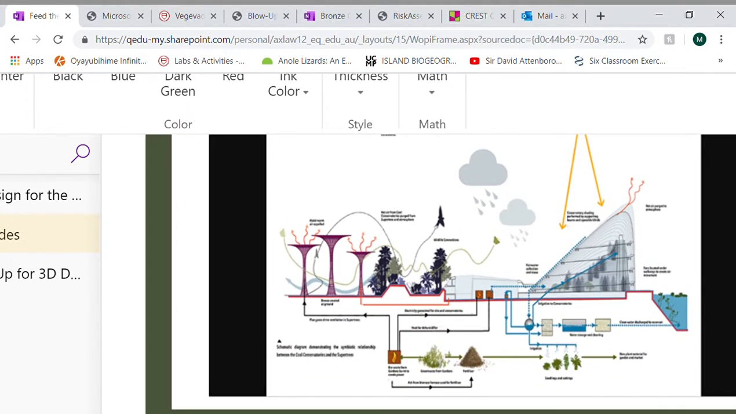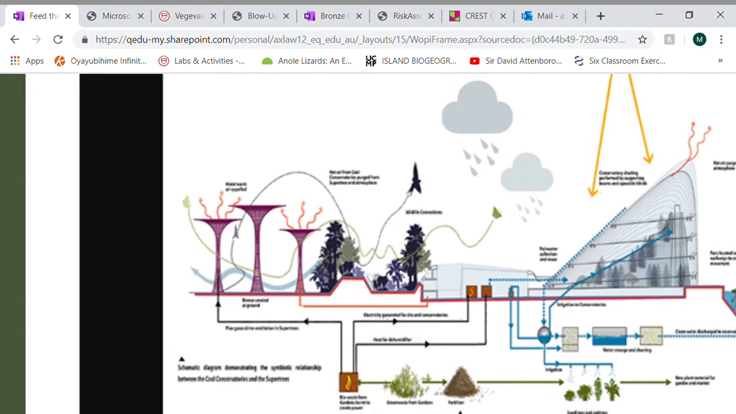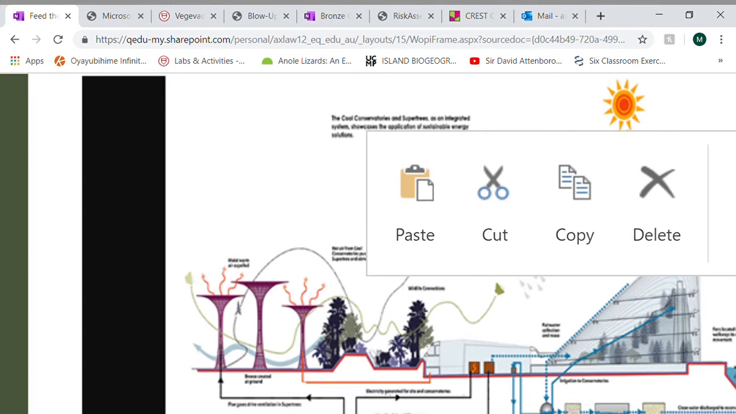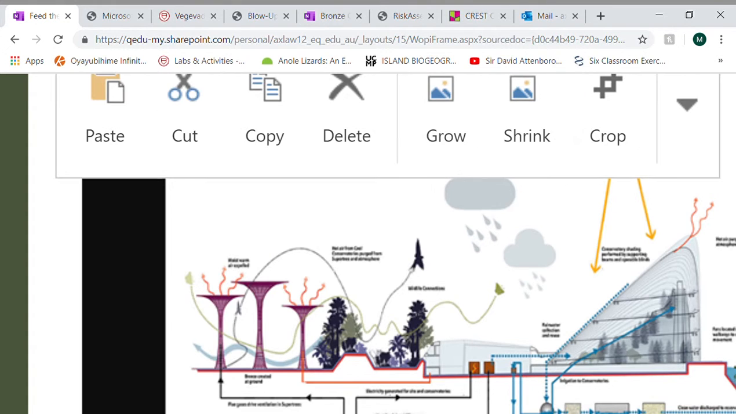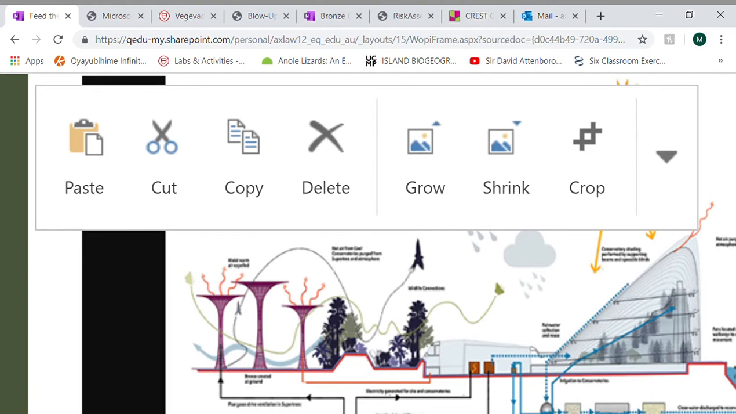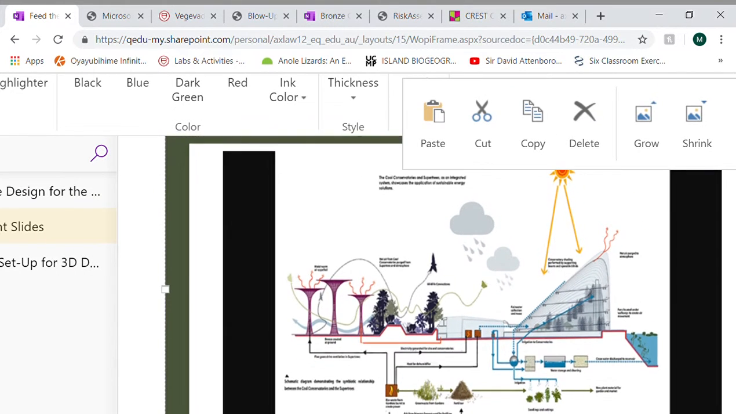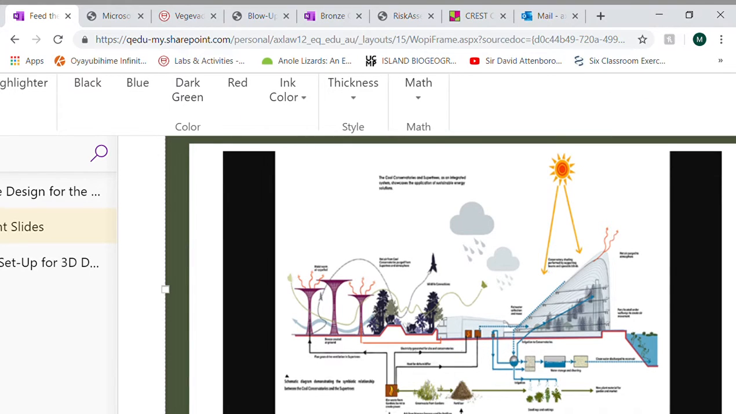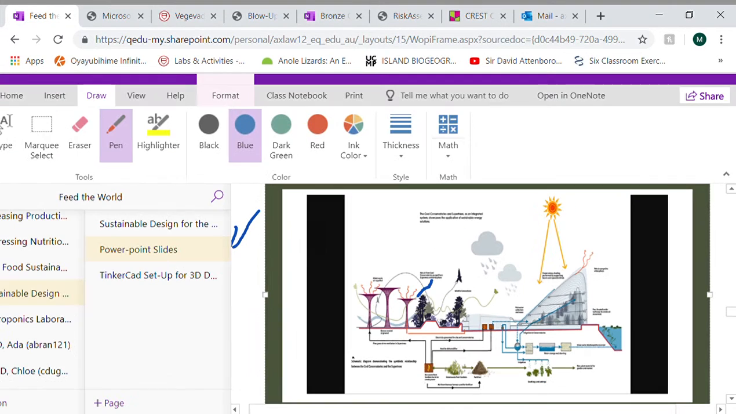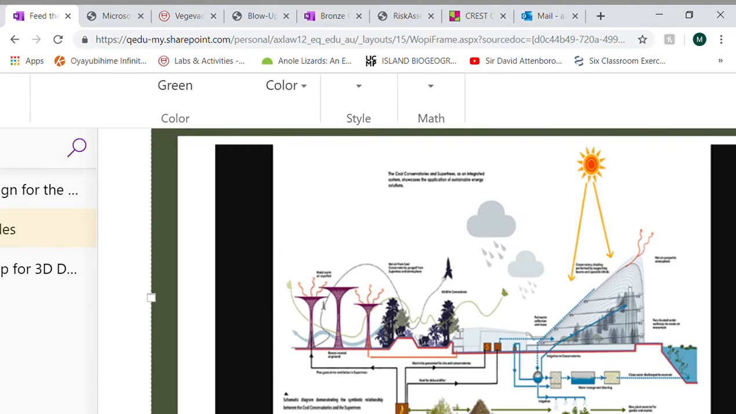The second one that we're looking at is a schematic diagram for the symbiotic relationship that the gardens have. Let me just zoom out here because my crop does not want to work. Please don't mind my picture, it just does not want to work for me today.